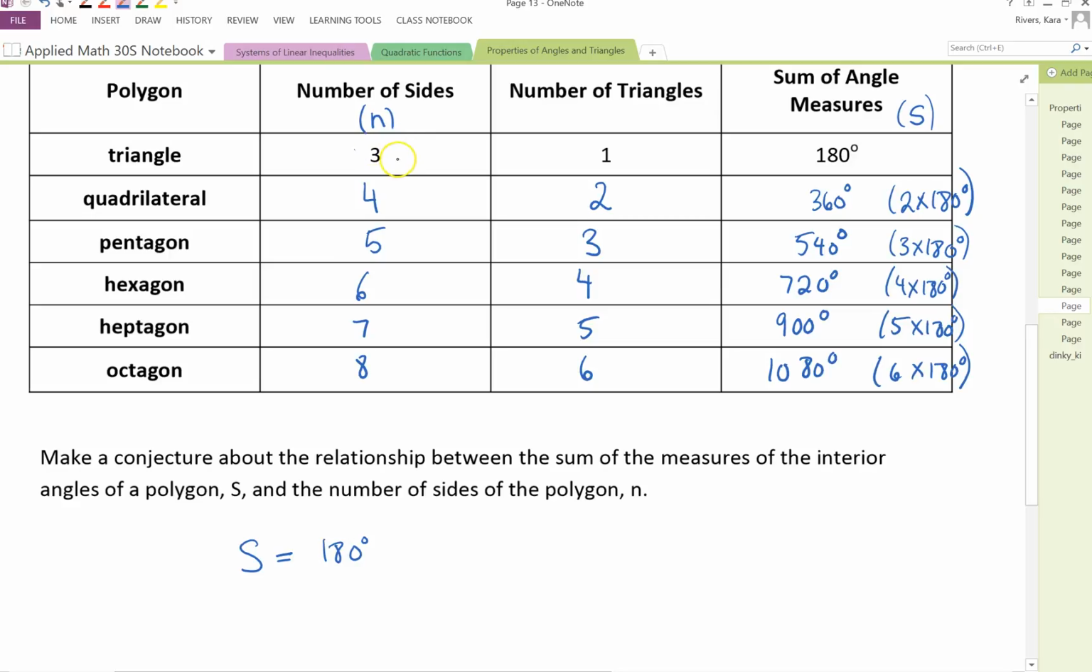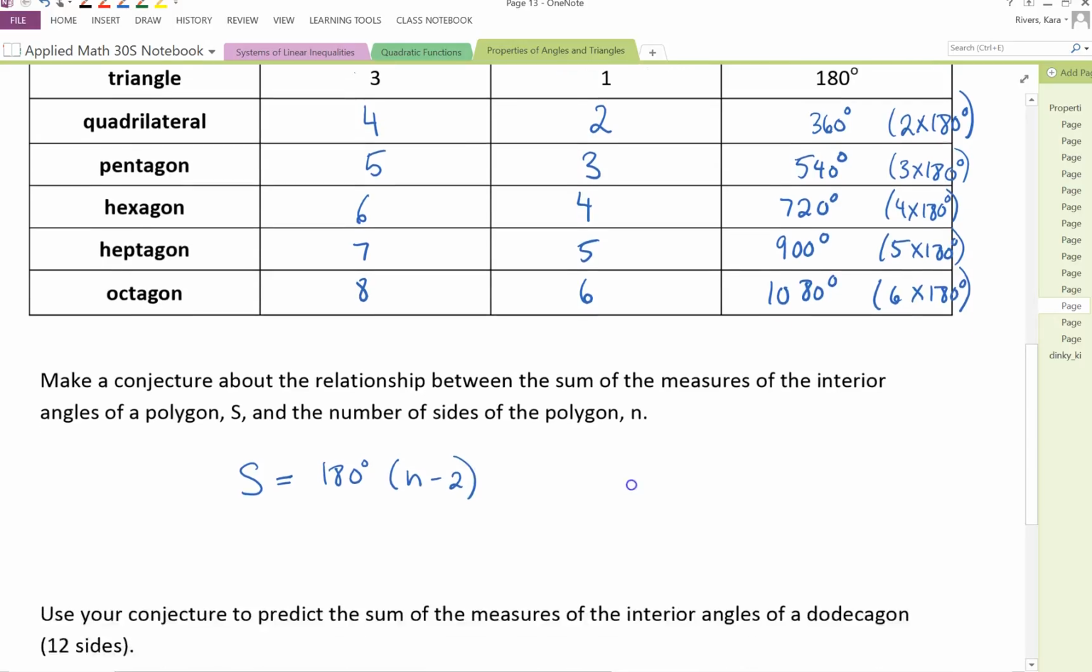So if I take this, subtract 2, it would give me the number of triangles. Does that work for all of these? 4 minus 2? Does that give me 2? Yeah. If I jump down here, 8 minus 2? Yeah, that gives me 6. So in general, the number of triangles is going to be equal to n, our number of sides, subtract 2. So if I take 180 degrees, multiply it by the number of triangles, or n minus 2, that would give me the sum of the interior angles in my polygon.